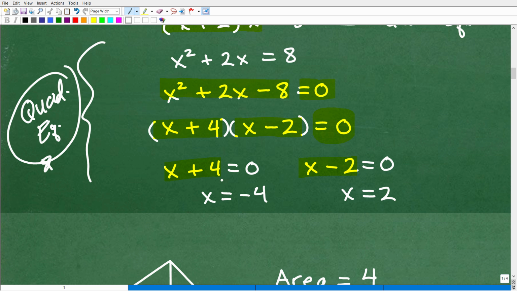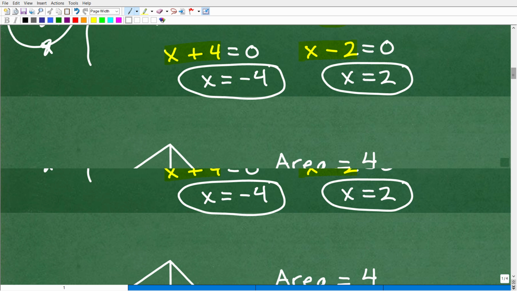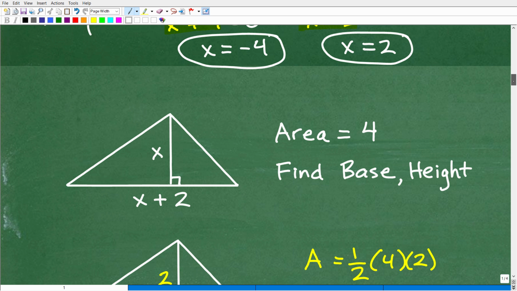All right, so here we have x plus 4 is equal to 0, x minus 2 is equal to 0. So when I solve this equation, x plus 4 is equal to 0, I get x is equal to negative 4. And in this equation, x minus 2 is equal to 0, I get x is equal to 2. Remember, in quadratic equations, there's always two solutions. And here we are. Okay, we have x is equal to negative 4 and x is equal to 2. All right, now which one is the right answer?